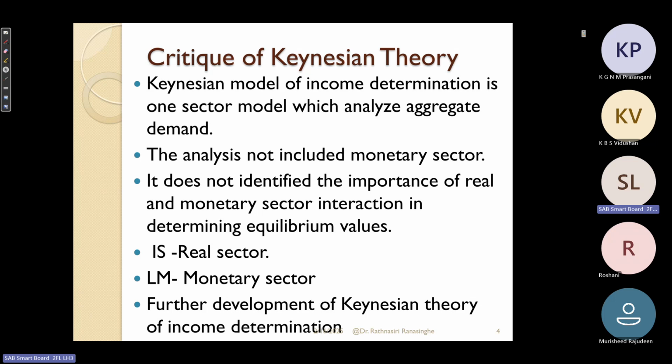Now, we can say it's a further development of the Keynesian theory. We identify the weak points in the Keynesian theory, and by identifying those weak points, this economist developed a new model. But the foundation was given by the Keynesian theory. Based on Keynes's ideas, he further fine-tuned, modified and developed new models. That's why the IS-LM model is the modified version of the Keynesian theory.